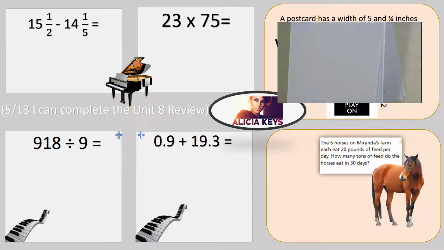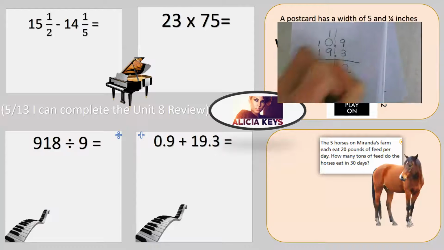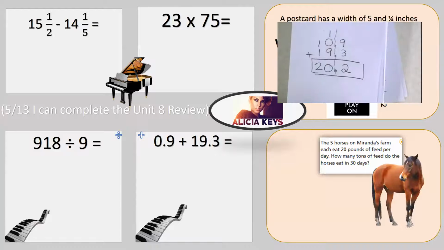Now we are going to add decimals. 0.9. And then you have 19 and 3/10. So the 19 has to go over here, and then the 3/10 has to go over here. Why? Because you have to line up the decimal. 9 plus 3 is 12, so we have 12 tenths. 12 tenths is the same thing as 1 2/10. 9 plus 1 is 10. 10 tenths is equal to, 10 ones is equal to 1/10. And then 1 plus 1 is 2. So that answer is 20 and 2/10.